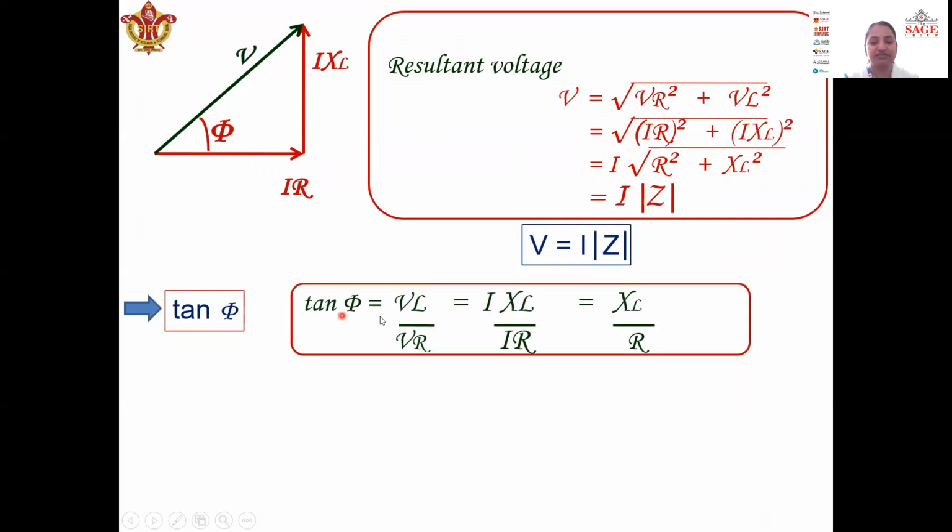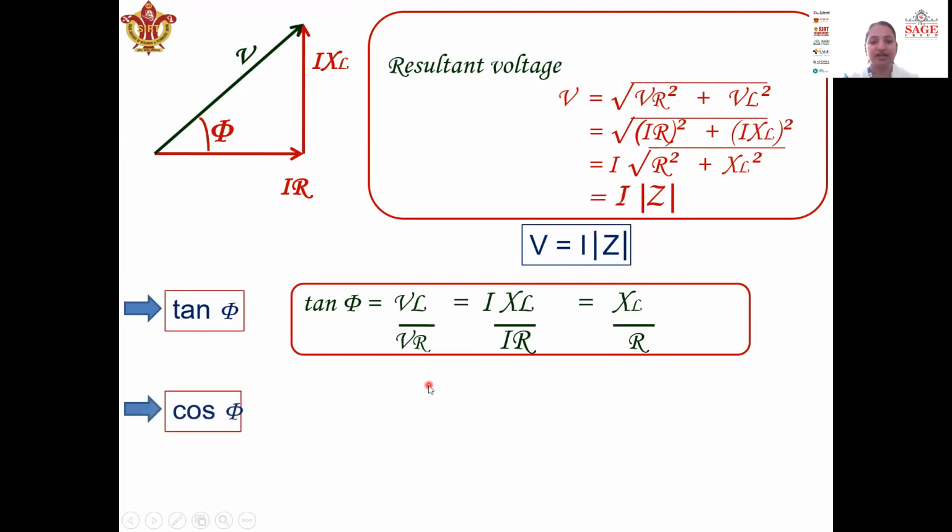We already know that tan is equal to perpendicular upon base. The perpendicular is VL and the base is VR, or we can write it as I into XL and I into R. So VL by VR is equal to I into XL upon I into R, and the I would be cancelled. So XL by R is tan theta.